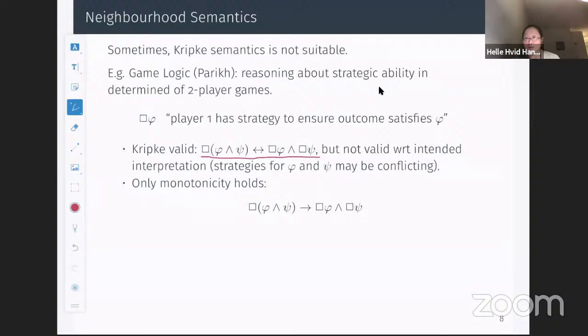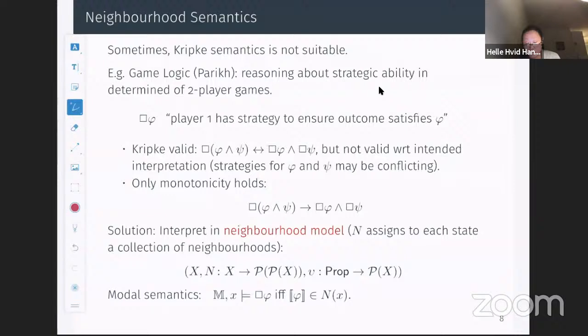this is not a valid principle with respect to the intended interpretation of the box in this setting, because it could be that if you have a strategy for phi and you have a strategy for psi, these two strategies are conflicting. You may not be able to exercise both of them at the same time, so that you would achieve both phi and psi. So only monotonicity holds. It's certainly the case that if you have a strategy to achieve both, then you have a strategy to achieve one of them. So this means of course that we don't really want to interpret our language over Kripke frames, because then we would get validities that we do not consider to be sensible.